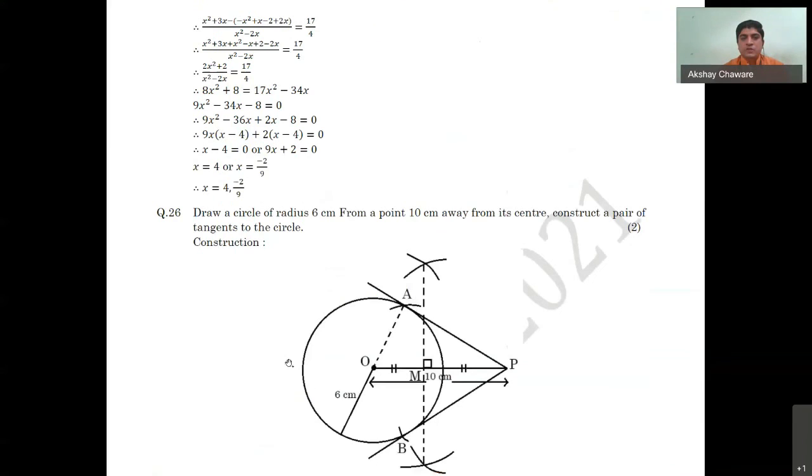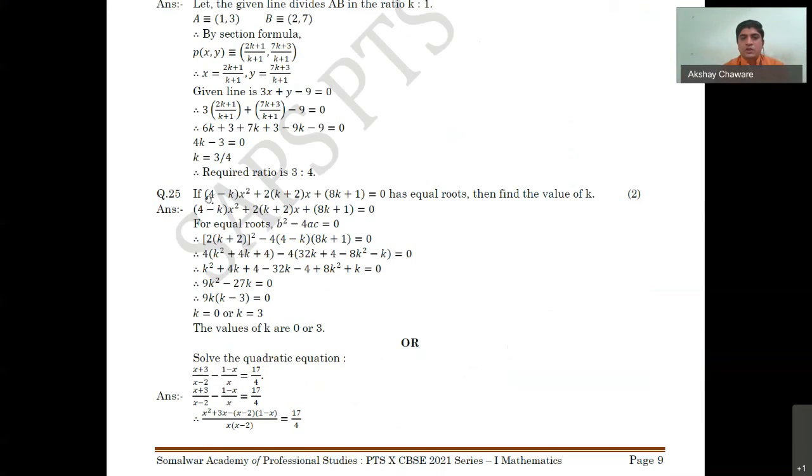Now in question number 25, the quadratic equation (4 minus k) into x square plus 2 into (k plus 2) into x plus 8k plus 1 equal to 0 has equal roots. Then find the value of k. Now we know whenever the roots of a quadratic equation are equal, then the discriminant is 0, and that discriminant is b square minus 4ac. So again we have to compare that equation with ax square plus bx plus c equal to 0. So we will get the respective values of a, b, c. If we substitute these values, we will get the value of k.